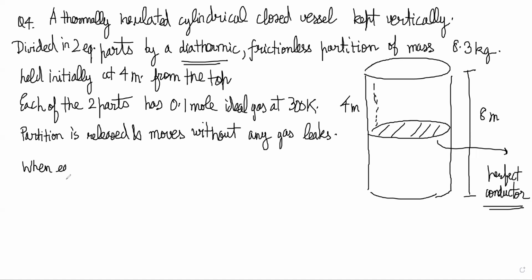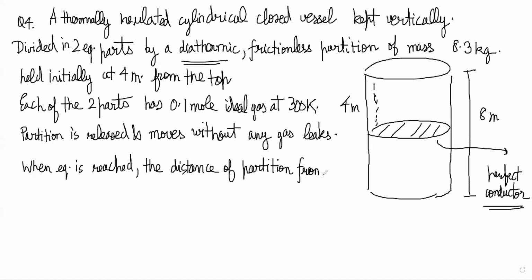When equilibrium is reached, the distance of partition from the top is how much? And they have asked you to take G as 10 and R as 8.3. So straightforward question. You have to understand the process and try to apply it.